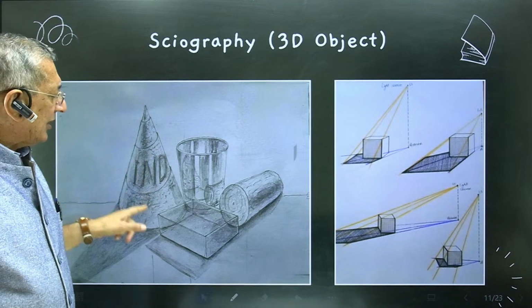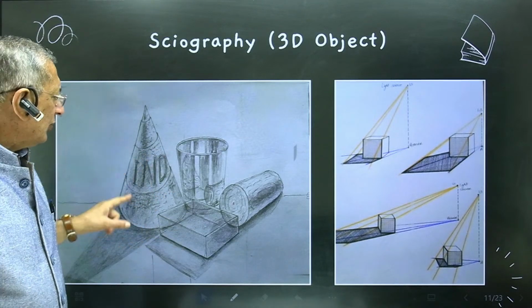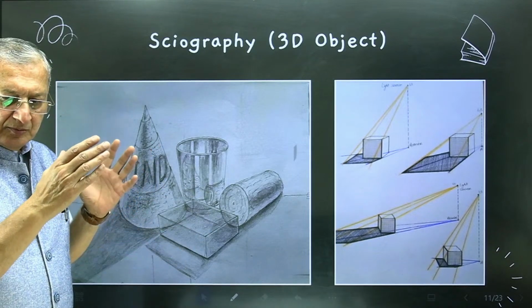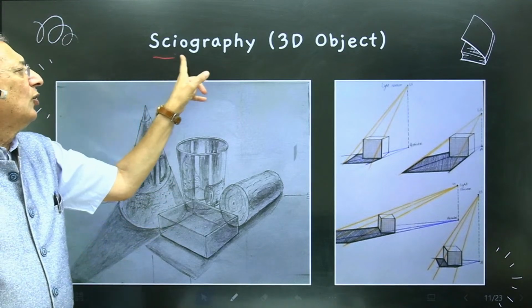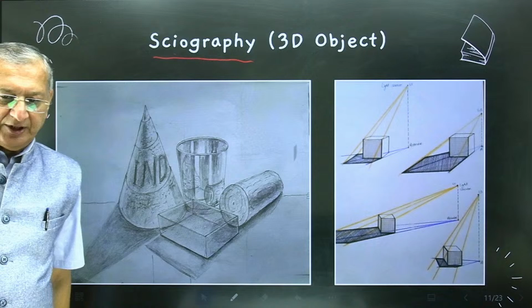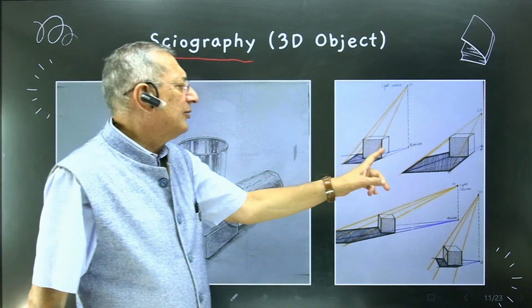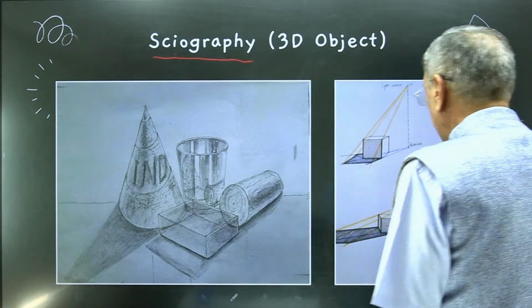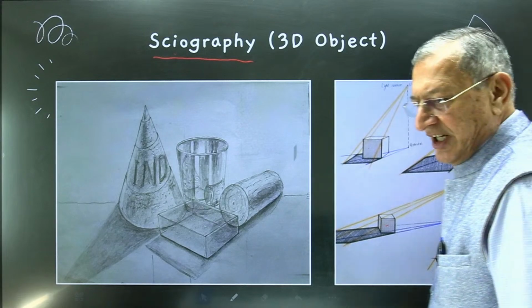You may be given a choice, may not be given a choice, but you are supposed to draw it with all light, shade, and shadow. The science of light, shade, and shadow is known as physiography. Or they may just give a block here, block here, block here, and ask you to draw their shade and shadow.